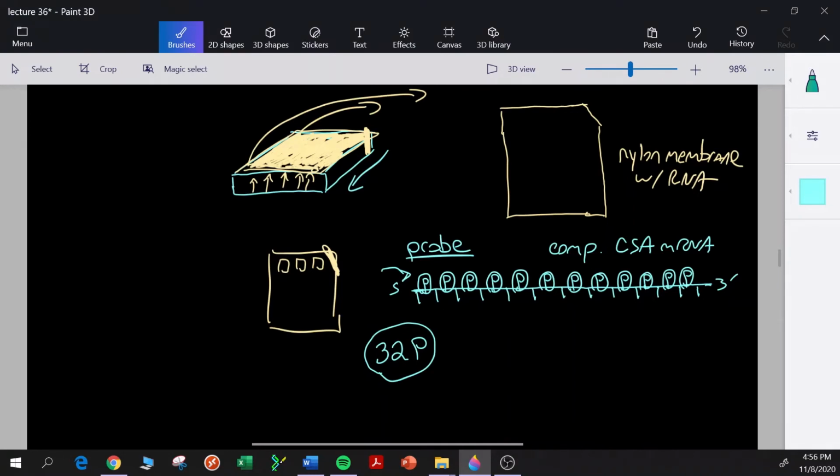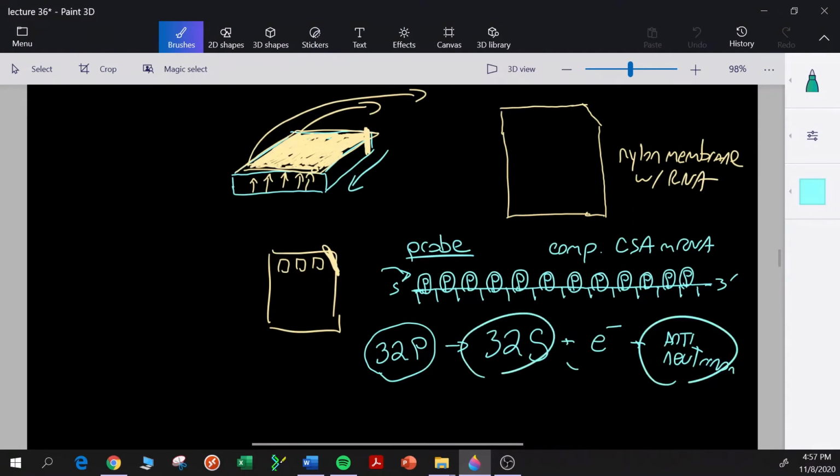So 32P breaks down. It has a half-life of about 2 weeks, and it breaks down into 32 sulfur plus a high-energy beta particle, a high-energy electron, which is considered a beta particle because the way it breaks down is called beta decay, and an antineutrino. That detail isn't too important. What's important is this high-energy beta particle. This is what we're going to use to detect where that probe is found.